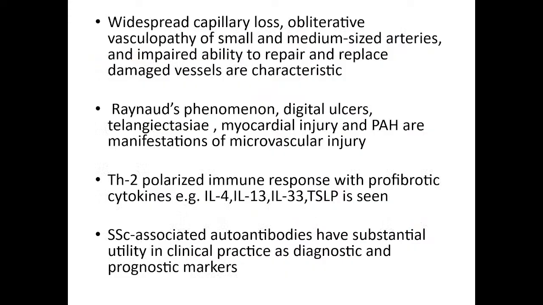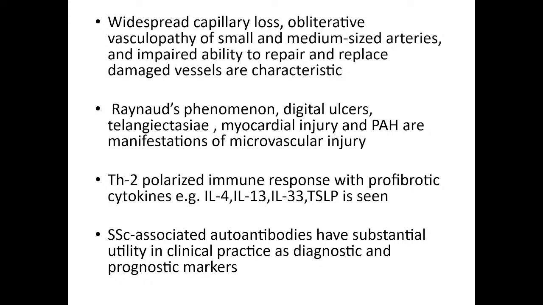So because of the fibrosis and widespread capillary loss, there will be obliterative vasculopathy of small and medium sized arteries, and because of the decreased vascularization there will be decreased ability to repair the tissue. In systemic sclerosis, for example, there will be chronic digital ischemia, fibrosis of the vessels, decreased vascularity, etc. It leads to digital ulcers, telangiectasia, and myocardial injury.